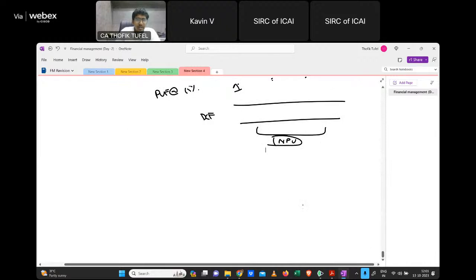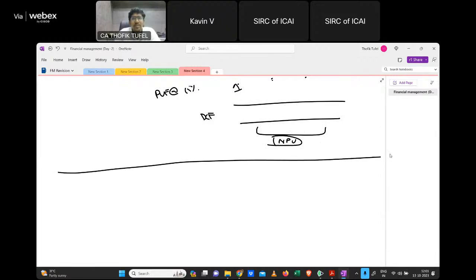Now let us study the adjustments. Once you know the adjustments and once you're comfortable with them, solve practice problems, and you'll be able to sail through this capital budgeting chapter. First adjustment is depreciation.